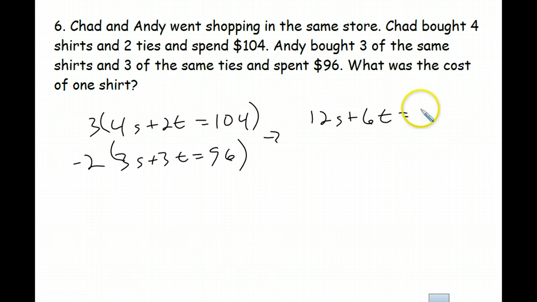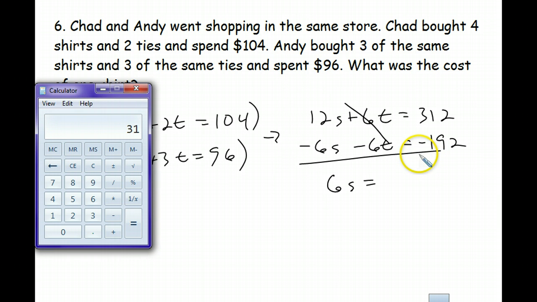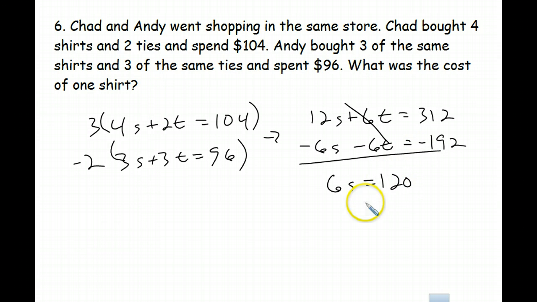equals 312. Yes. And then I'll have -6s minus 6t equals -2 times 96, -192. Yes. Okay, so then 6t minus 6t is 0. So I'll have 6s equals 312 minus 192. I want to make sure I get it right. Okay, so that's 120. If I divide both sides by 6, each shirt costs $20. Done!